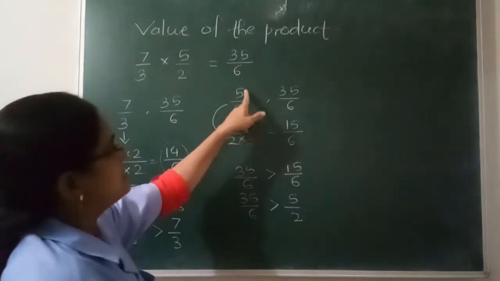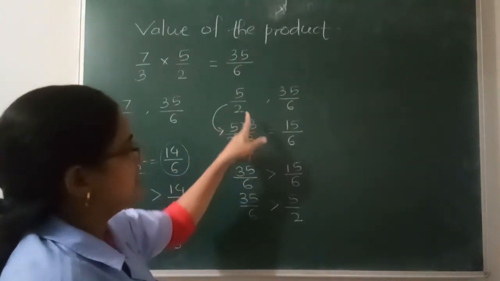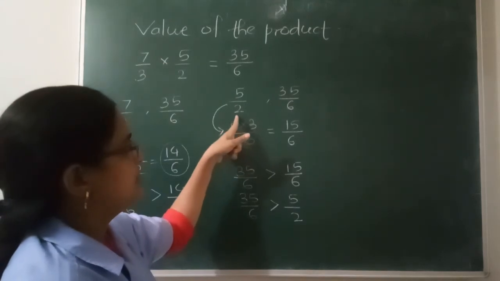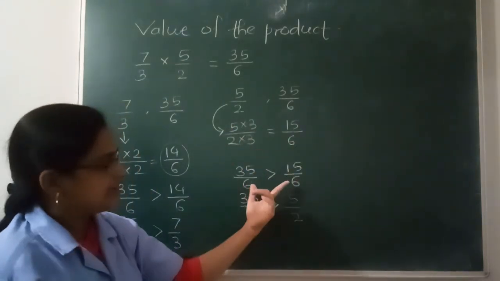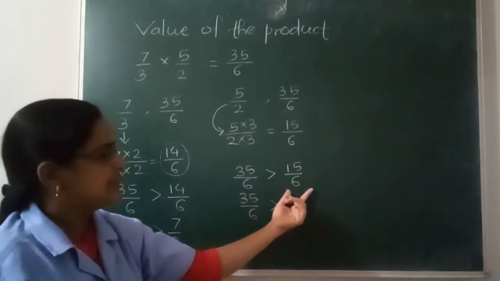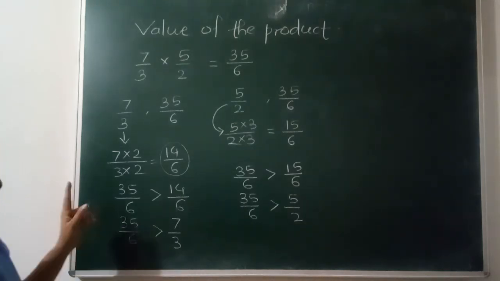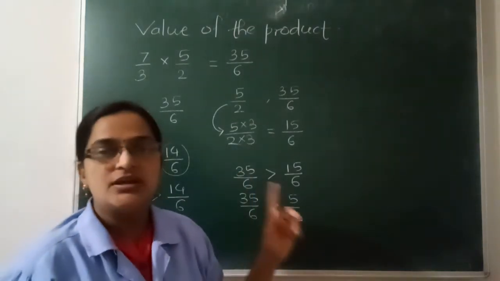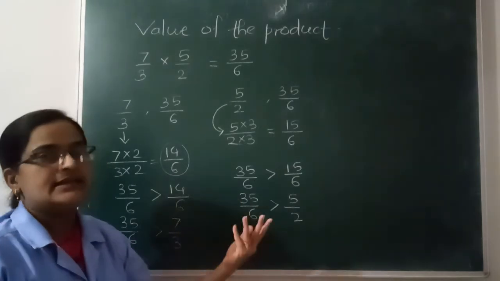Here I have compared 5 upon 2 and 35 upon 6. I have multiplied this fraction by 3 to get 6 in the denominator. So I got this as 15 upon 6. When I compare this, again I come to the conclusion that 35 upon 6 is greater than 5 upon 2. And therefore, may I say, if you multiply two improper fractions, then the product is always greater than each of them.